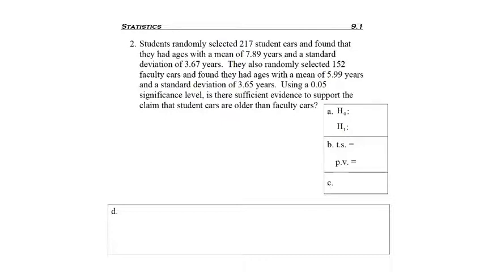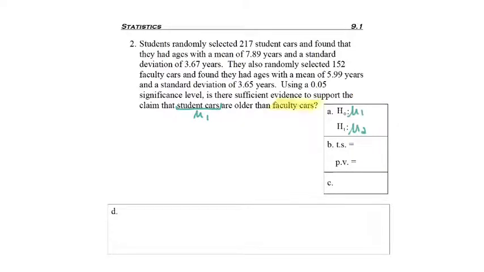cars? So we're really focused on, is there sufficient evidence to support the claim that student cars are older than faculty cars? So as we look at that, student cars is the first population mentioned. That's our mu1, and we can go ahead and put that in the first spot of H0 and H1.